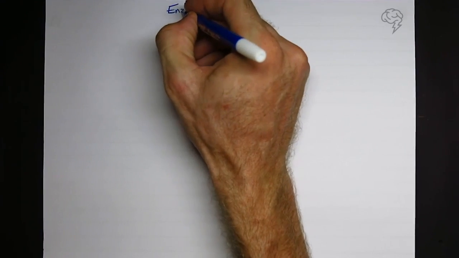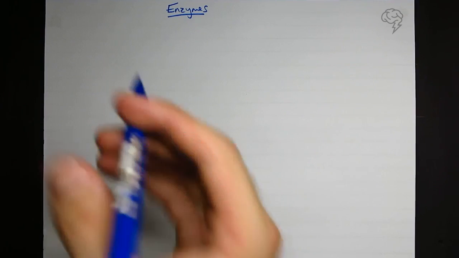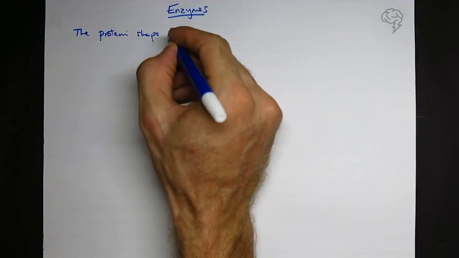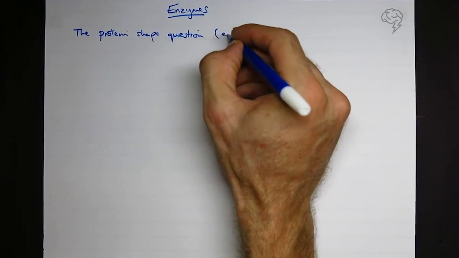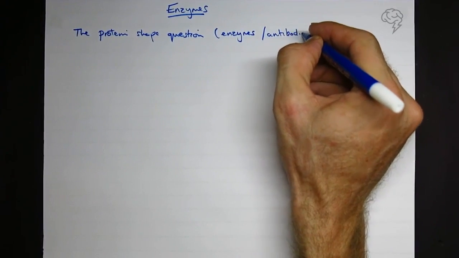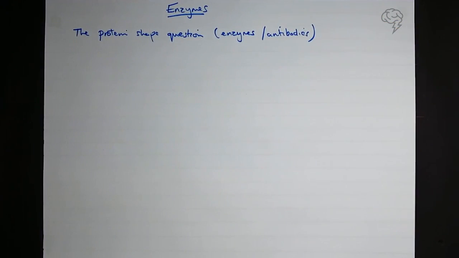Continuing with enzymes. There is a classic question that comes up all the time. In fact, it's more of a protein question, but it's most commonly asked as an enzyme question, so I'm going to call it the protein shape question. This could be enzymes, which it most commonly is, but it could also be antibodies. Remember, we've got EATS, E-A-T-S: enzymes, antibodies, transport, and structural proteins. They're the different types of proteins.